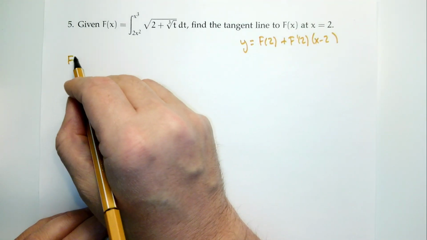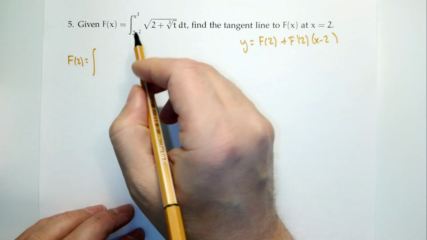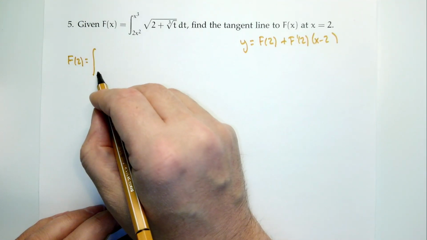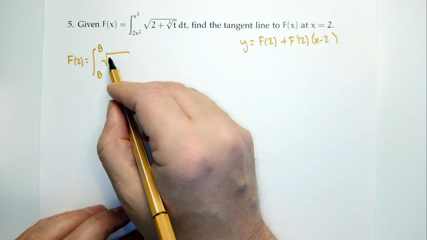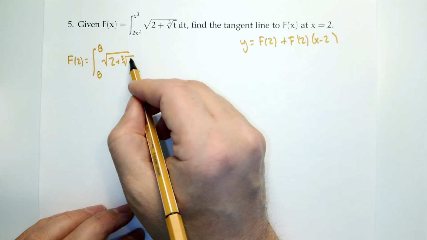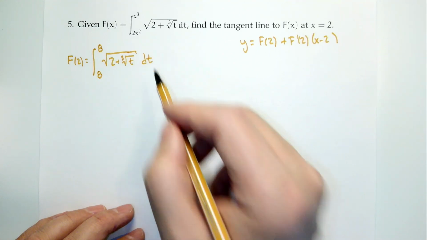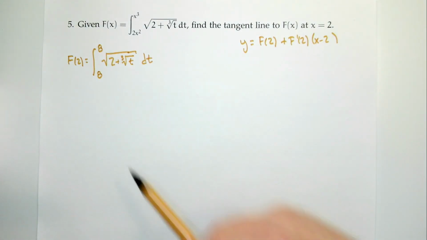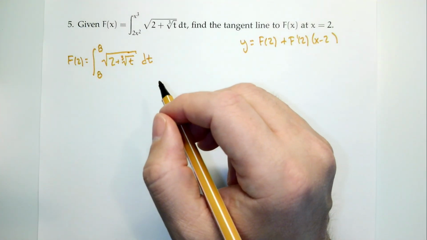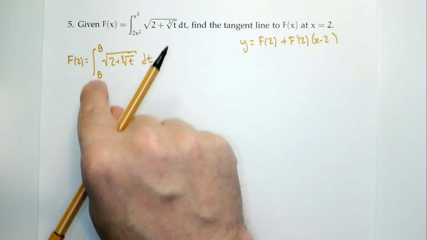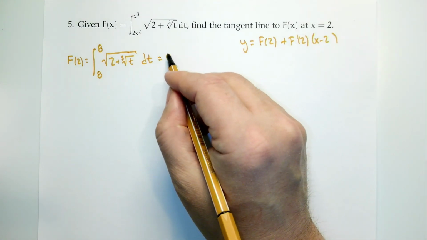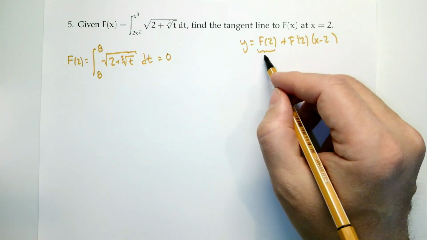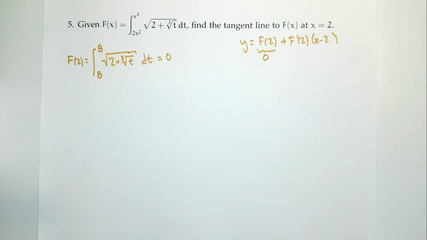Capital F of 2 would be equal to the integral from 2 times 2 squared, which is 8, to 2 cubed, 8, of the square root of 2 plus the cubed root of t dt. So what's the integral from 8 to 8 of that? Do you know it? Aha! We don't have to find an antiderivative because notice the bounds. The bounds match, so this integral is 0. Nice, that makes our life better.